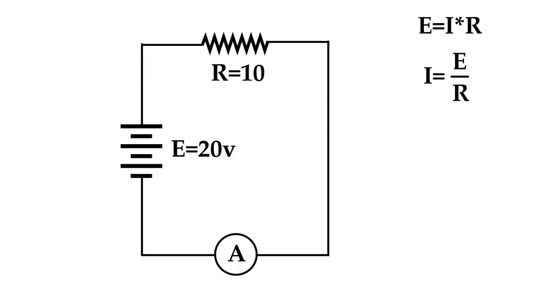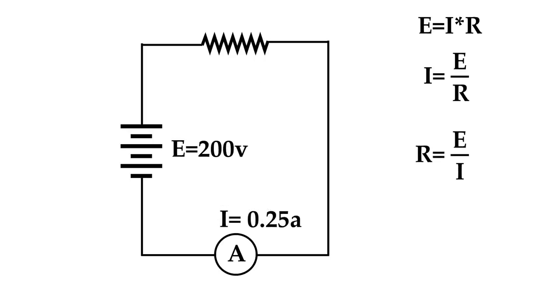Here is another simple circuit. This time we know the voltage, 20 volts, and the resistance is 10 ohms. So now we're going to use the second formula that we came up with, I equals E over R, and that yields this, I equals 20 volts divided by 10 ohms equals 2 amps.